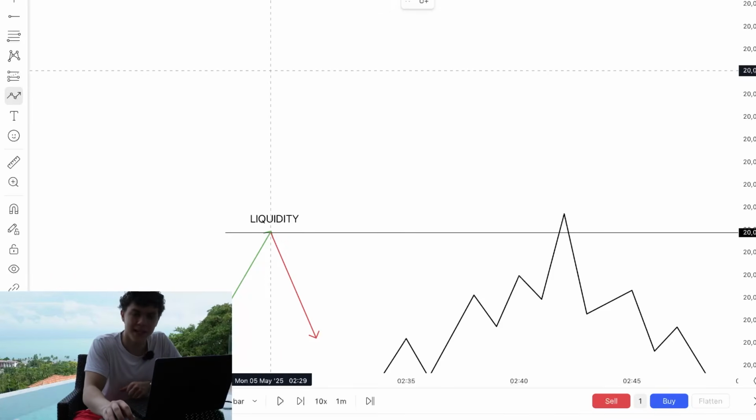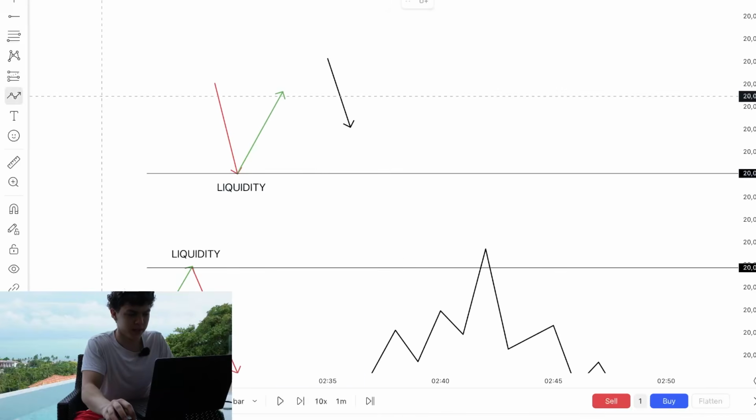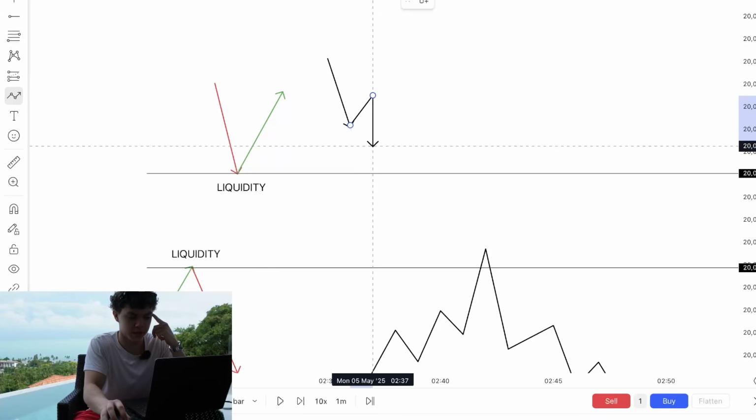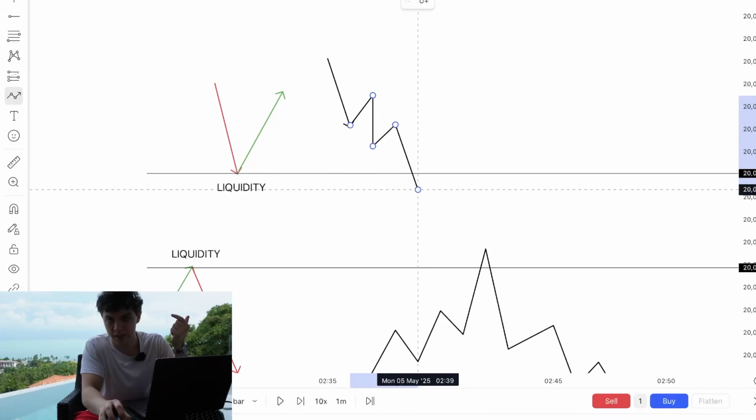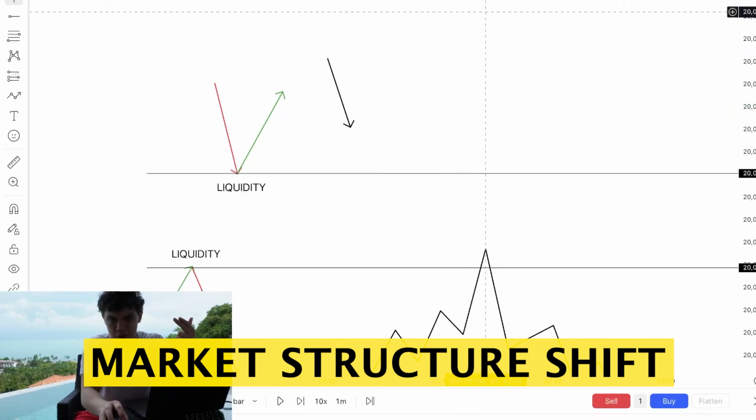Essentially, a down candle followed by an up candle is a low. So right here there will be a lot of resting liquidity. And how can we use this? Well, if we go to the downside in the trend, like this, lower lows, lower highs, lower lows, and we sweep the liquidity, we have to see the market structure shift to look for buys. And how do we actually spot those market structure shifts?